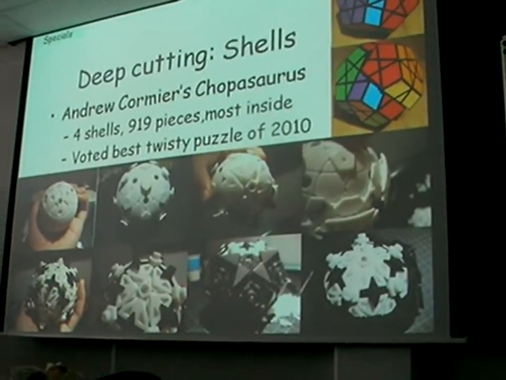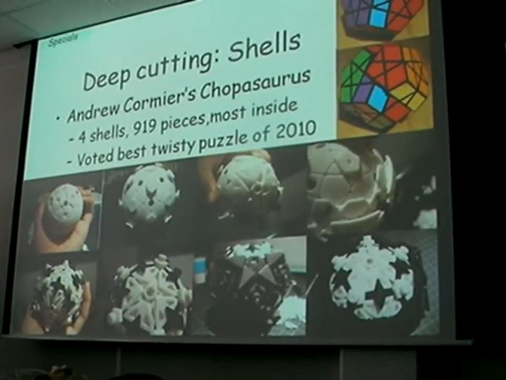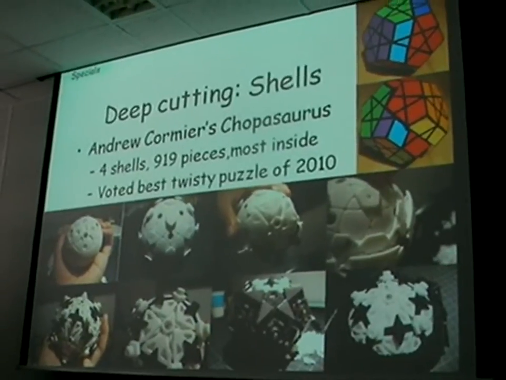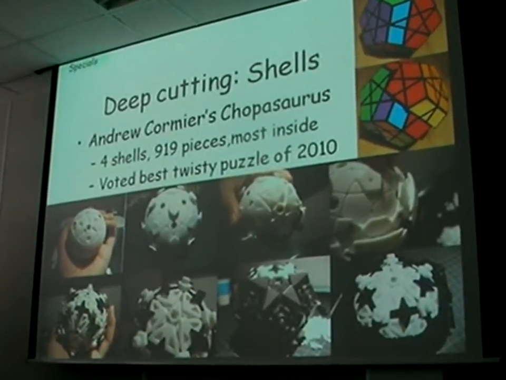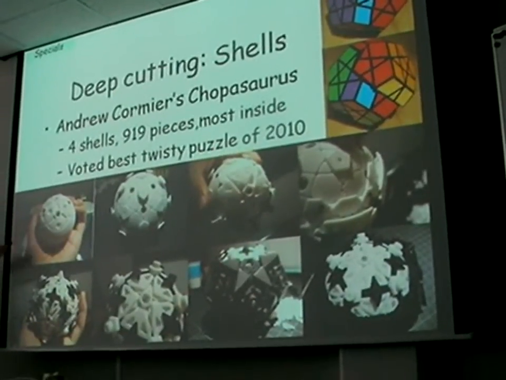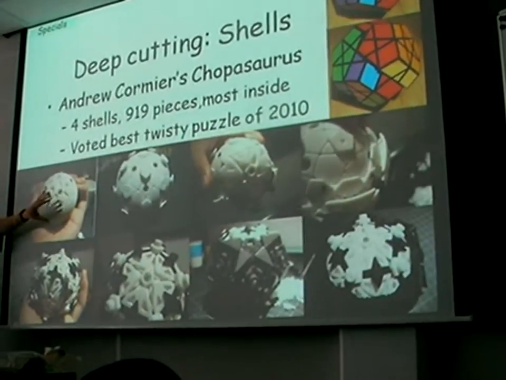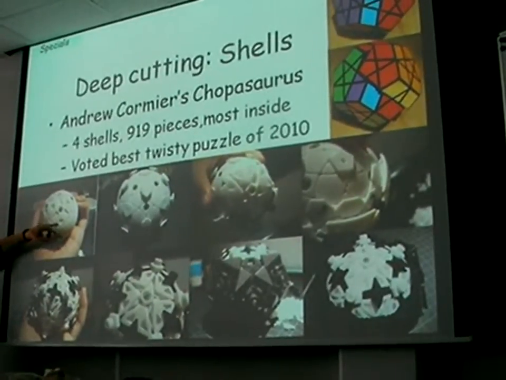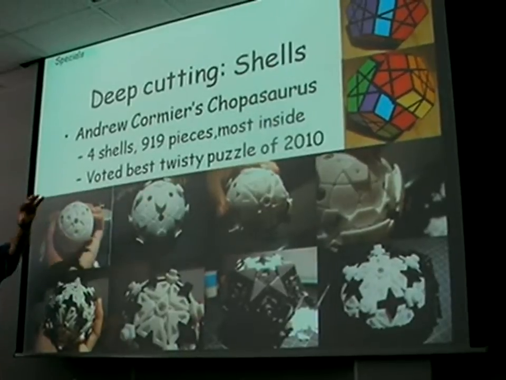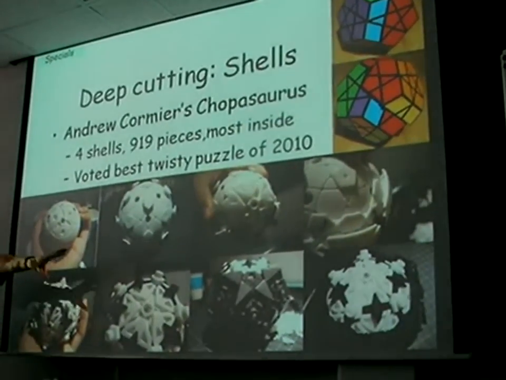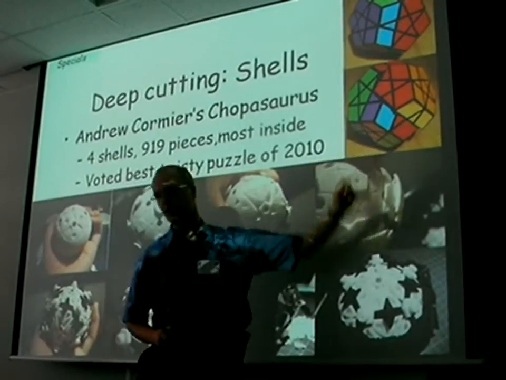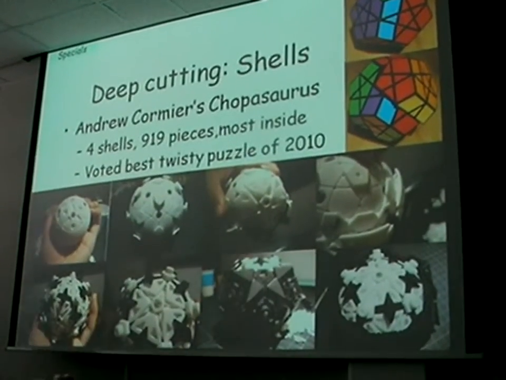So this is the Choposaurus. It was the Twisty Puzzle Forum's Puzzle of the Year, voted by most people. And this puzzle has a total of 4 shells. You see how it starts. You start with an inner center and some edges. On top of those edges you build pieces, and on top of that you build another shell, and ultimately you end up with something that looks as elegant as the Choposaurus.